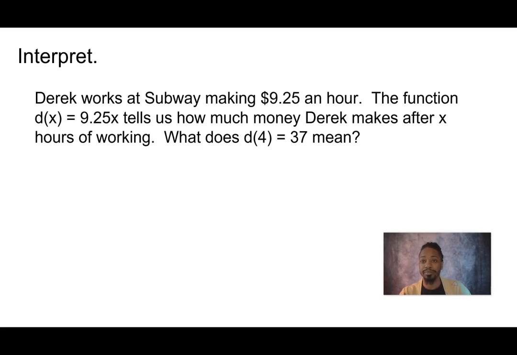So Derek works at Subway. He's making his money. He makes $9.25 an hour. The function d of x equals 9.25x tells us how much money Derek makes after x hours of working. What does d of 4 equal 37 mean? So 4 is the input. 4 is in place of x, and the function tells us how much money he makes after working x hours.